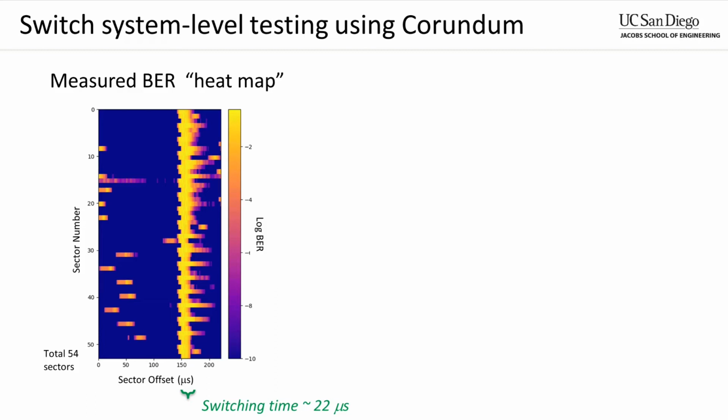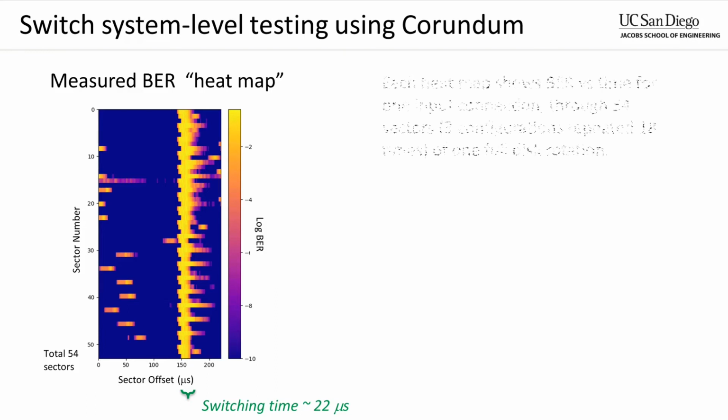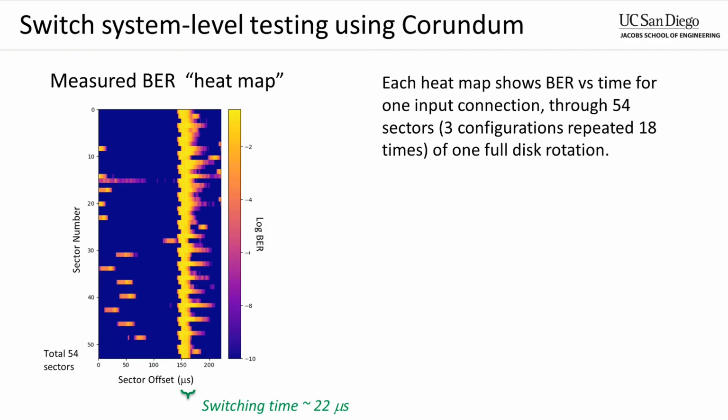The result is a heat map like this one. In this case, the heat map represents one complete revolution of the pinwheel switch disk, comprising 54 separate gratings, or 3 network configurations repeated 18 times. Each row in the heat map represents one grating with a dwell time of 222 microseconds. The heat map is not aligned with the disk position, so each row actually shows parts of 2 adjacent gratings, including the transition in between.